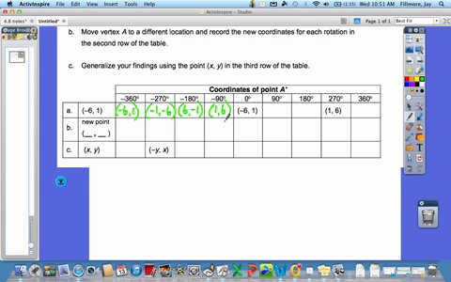And if you fill out the rest of this chart, we end up here with negative 1, negative 6, using the same method we used before. 6, negative 1. That one was given to us, and then negative 6, positive 1.